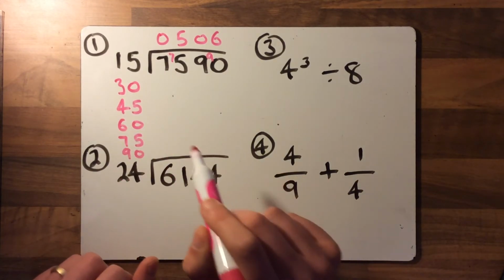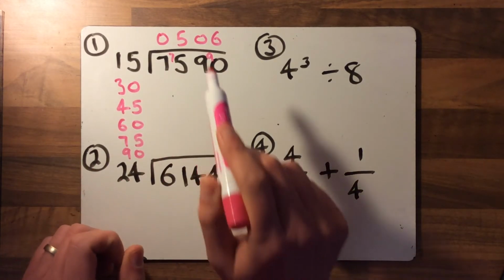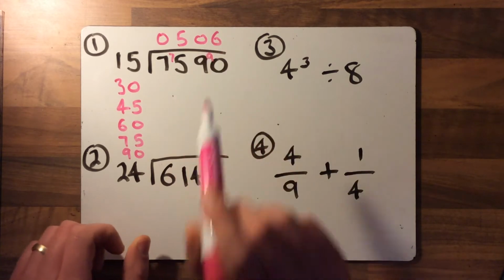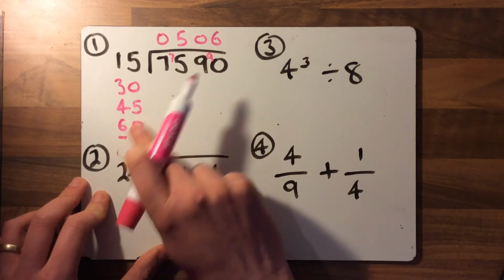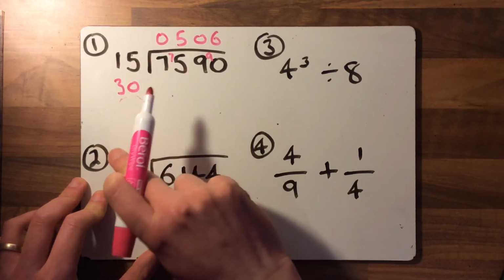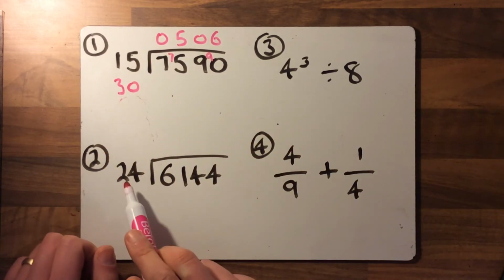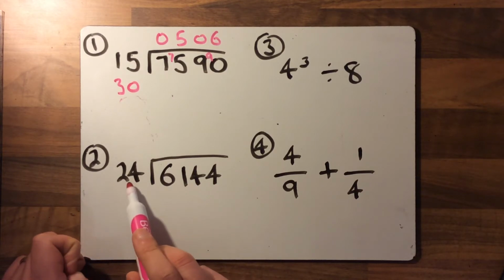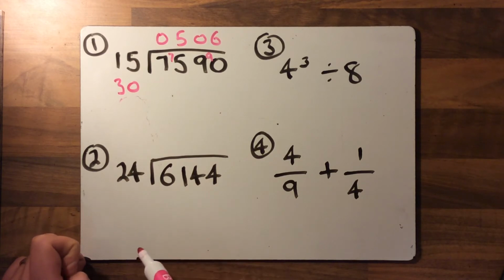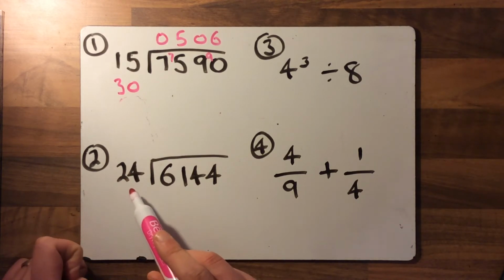Now if you did do the factor method, splitting this up to 3 and 5, you should still have got to that answer of 506. So I'll just rub these out so I've got a bit more space for number 2. Right, so we've got 6,144 divided by 24. Now 24 is a trickier one than 15 to write out our times table, so let's do the factor method for this.